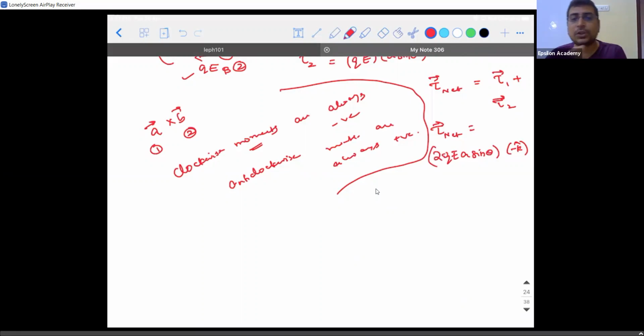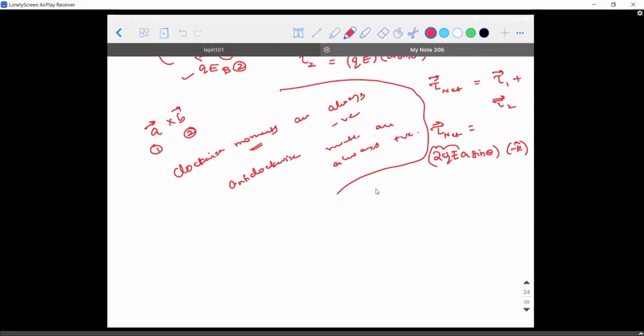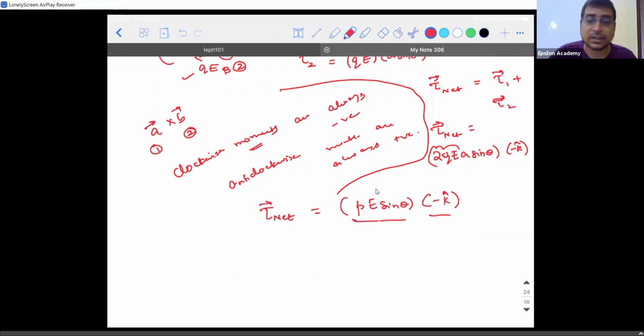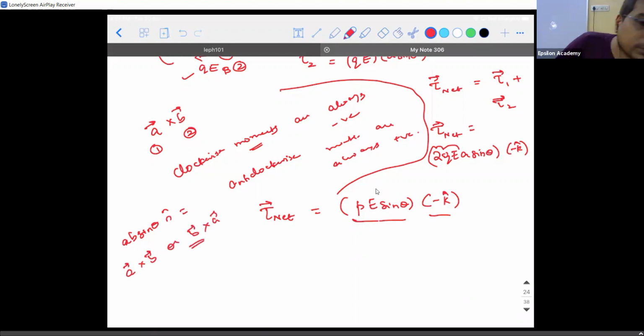So it is 2 times QE into A sin theta. 2Q multiplied with A is what? Dipole moment. Perfect. So dipole moment multiplied with E into sin theta in the direction of minus k cap is going to be the net torque. Correct? So PE sin theta into minus n cap. Now comes another trouble. AB sin theta n cap, correct? I can write it as A vector cross B vector or B vector cross A vector. Another headache for me.